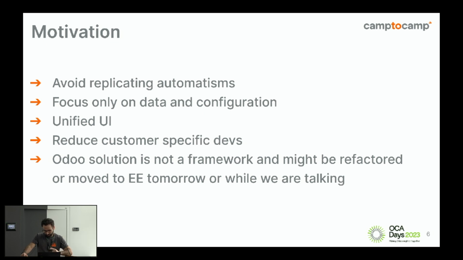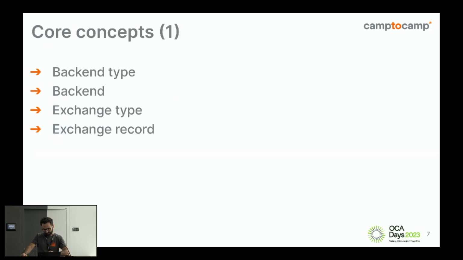Last but not least, probably many of you know that in Odoo core there are some EDI modules, but it's not a framework. It's basically Odoo style, so everything is bloated in the account invoice or account move or the specific models. So there is little decoupling, and as you know, it might be refactored tomorrow or even right now, or moved to the enterprise solution, while the framework works for enterprise or community, doesn't matter.